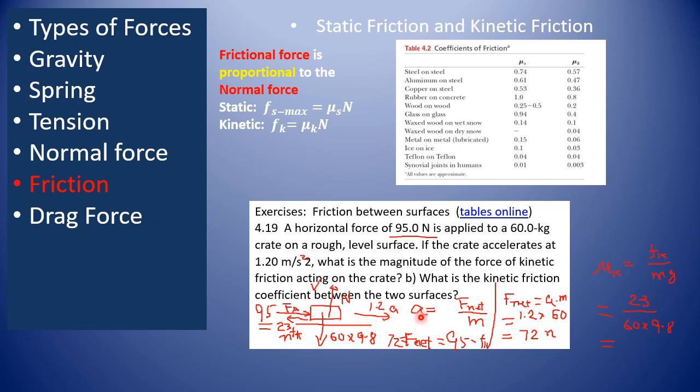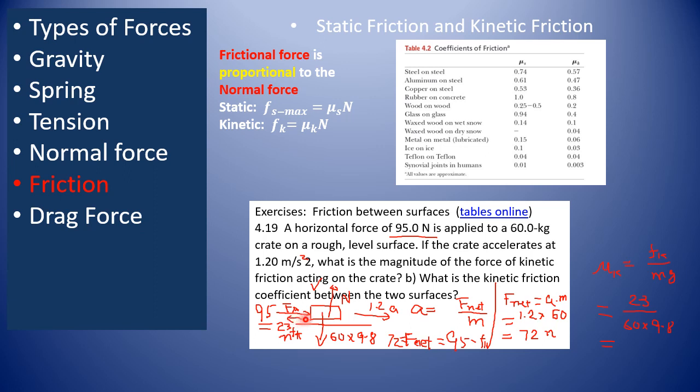So acceleration equals net force divided by mass. That's Newton's second law itself. Then we multiply the mass with a, and the net force is 1.2 times 60, and then that's 70 newtons. So the object is moving at this rate, which is equivalent to a 72 newton applied force, but not 95 anymore.